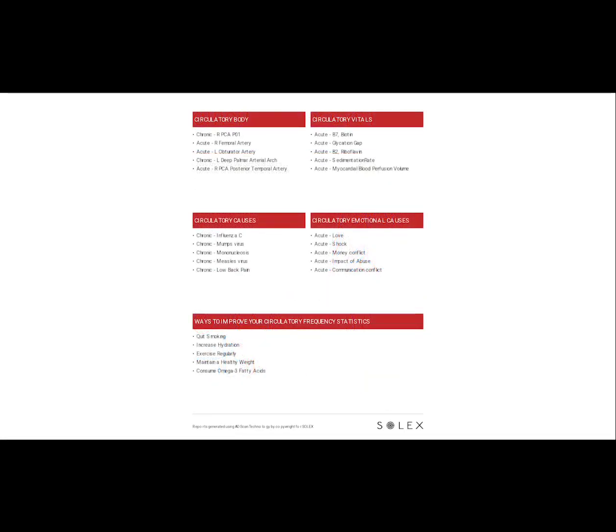Under circulatory system, the emotions she came up for was love, shock, money conflict, impact of abuse, and communication conflict. You can even start to see a similarity between the emotions in each system coming up, different aspects of the emotions, which would help her to narrow down exactly what she needed to work on, or where she may need to set a proper boundary with somebody in her life that's affecting her. So here again, the emotions are the most important thing.